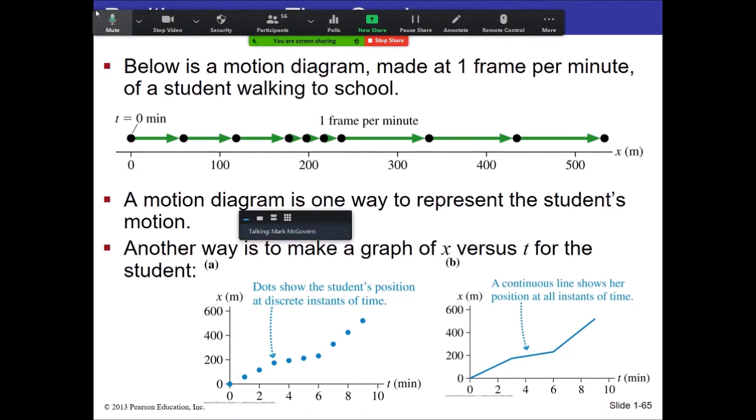And what we can do with this is, when we want to transition this into a position versus time graph, we create time on the horizontal axis and position on the vertical axis. Okay, notice that the axes are labeled with the appropriate units for what we're doing. And every point that we have in our motion diagram can be placed as a point on the graph here. Okay, placed as a point on the graph.